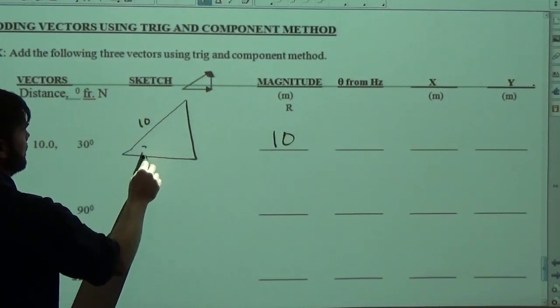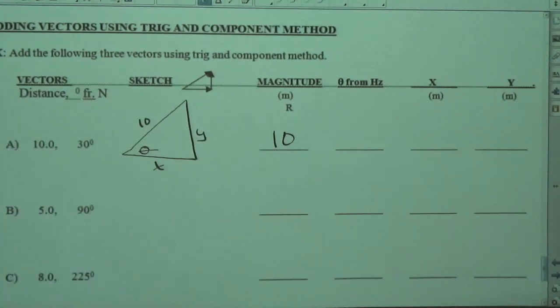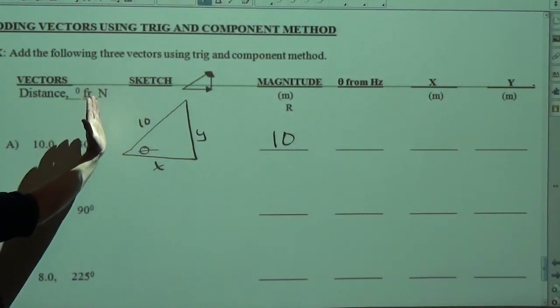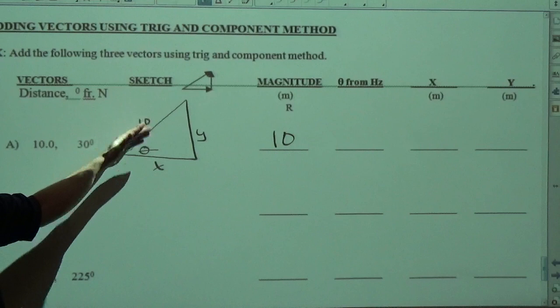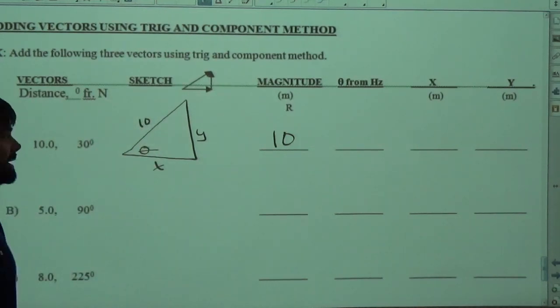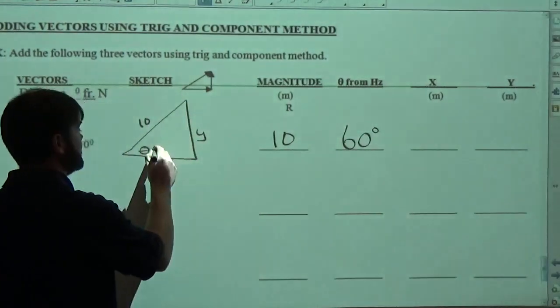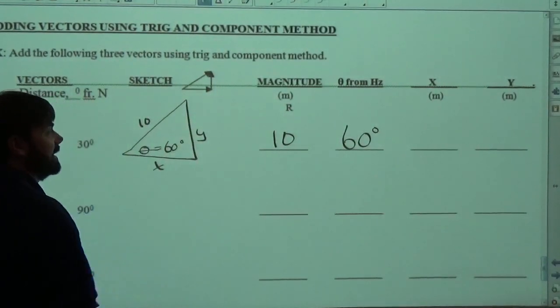What we really want to figure out here is theta, and then we're going to try to figure out the x and the y. So if it's rotated 30 degrees from north, that means my theta here is 60 degrees from the horizontal. So I'm going to be writing that in here. So this is my 60 degrees. If I want to draw it in the sketch here, I can.